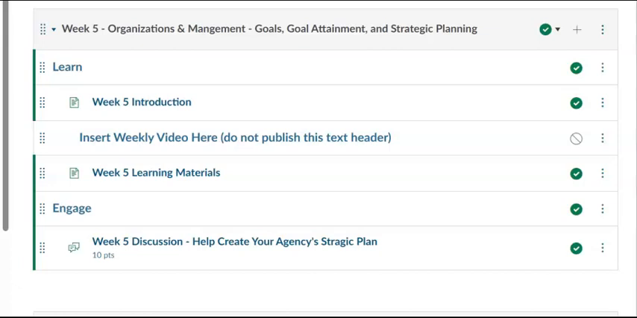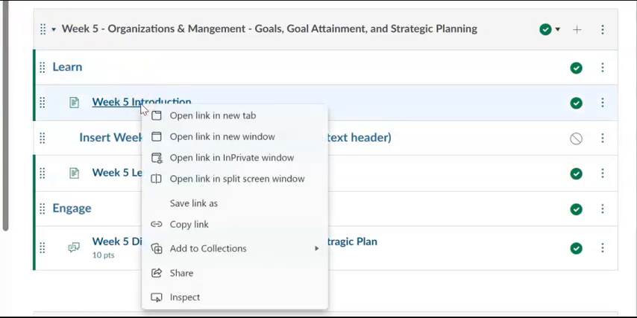Good afternoon. This is now week 5 of Social Work 636, and week 5 begins the more difficult assignments that will result in the grant proposal as the final assignment for this class. So week 5 concentrates on organizations and management goals, goal attainment, and strategic planning, which will be the focus for this week. So let's go to the introduction.